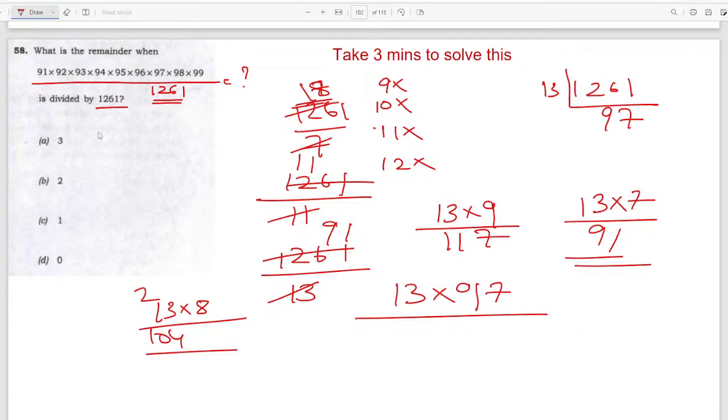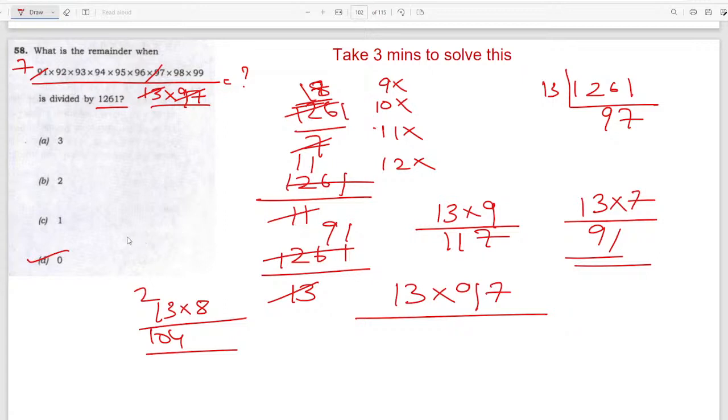So I will write 1261 as 13 into 97. Finding this 13 and 97 is a bit difficult. Once you get that, 97 cancels. 13 sevens are 91, that's what we have calculated here. So this number is completely divisible by the denominator. This will be an integer, and there is no decimal part or remainder. So the remainder would be 0.